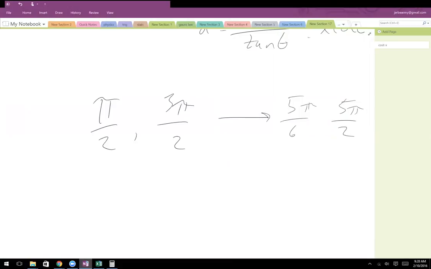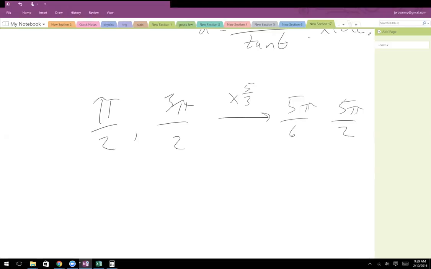Well, there's a 5 in common. And we only have a 2 in the denominator. So what if I go times 5 over 3? Pi over 2 times 5 over 3 is 5 pi over 6. 3 pi over 2 times 5 over 3 is 5 pi over 2. Oh my gosh. How'd you do that? How'd you know?